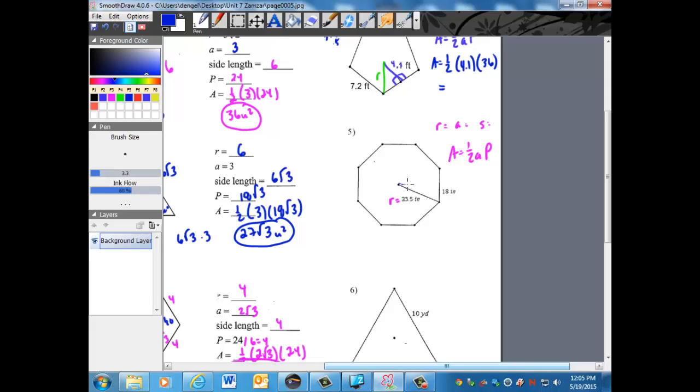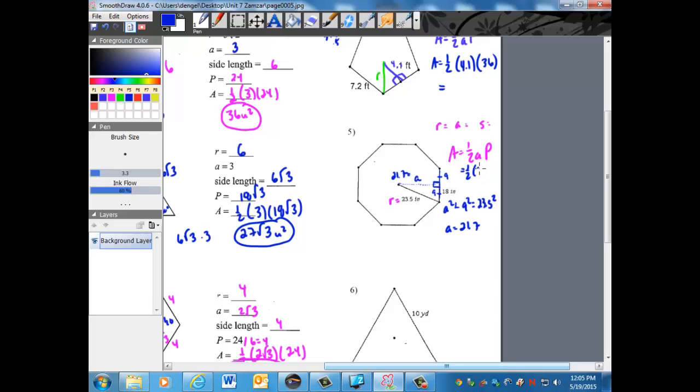We have to draw down our apothem. It's perpendicular, 90 degrees. Let's call this A. And if this whole side is 18, that means this piece is going to be 9 and this piece is going to be 9 as well. So to find A, I can go A squared plus 9 squared equals 23.5 squared. And when I find that, I'm going to get A is equal to 21.7. So that's our apothem, 21.7.